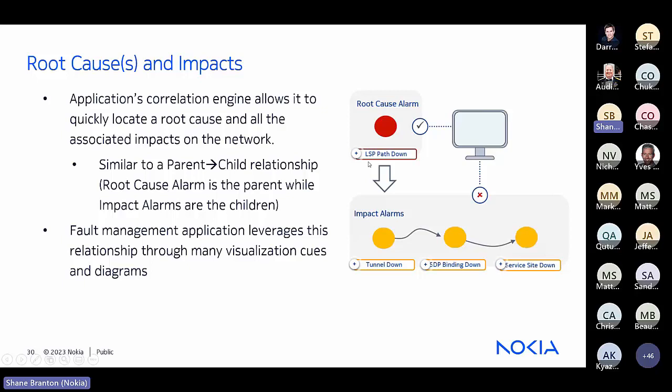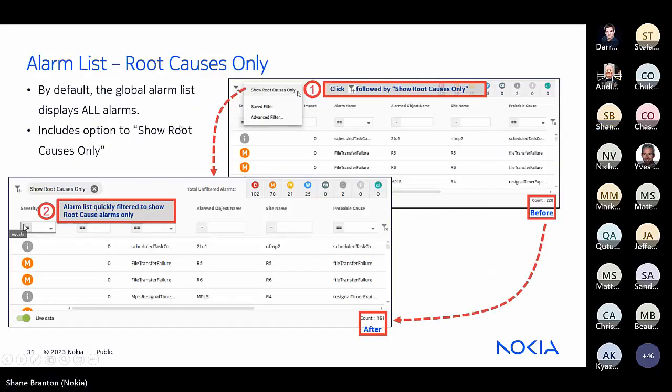You can see this little example here. We had a root cause alarm of an LSP path down that leads to many impacted alarms, affecting a tunnel, affecting a binding, affecting a service site, and who knows what else. And that's just for one problem right there.